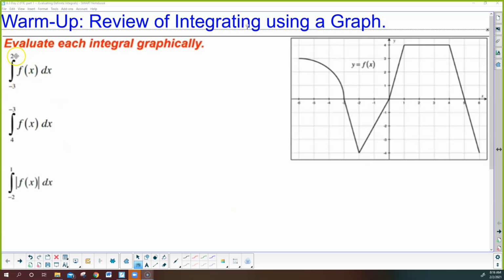So the idea with this is when we give you a graph and an integral, you're connecting with the fact that the integral of the function f of x dx, if I have the graph of f of x, is actually represented by the area underneath the curve. And then we have our lower bounds to our upper bounds.